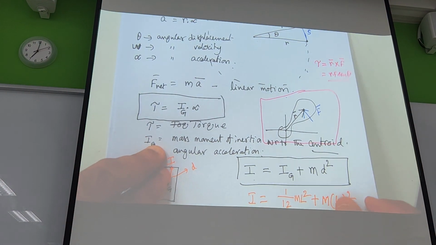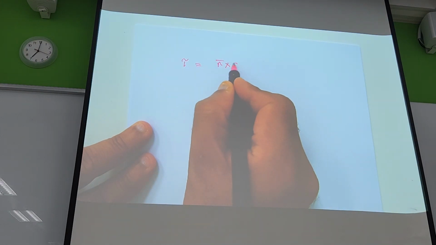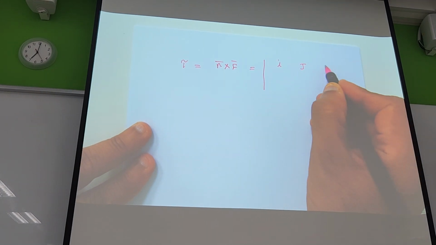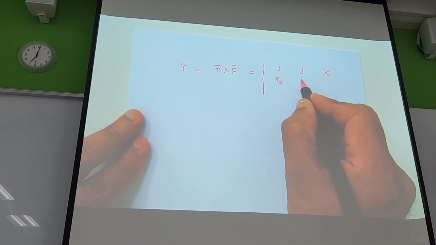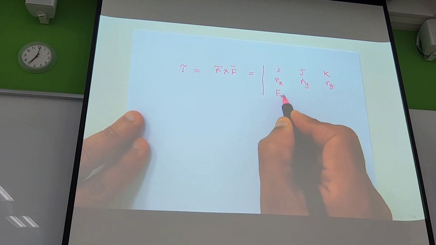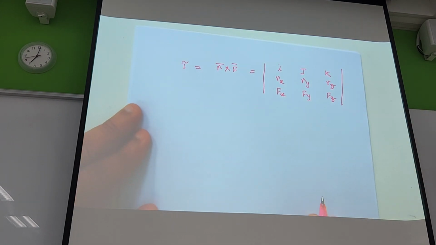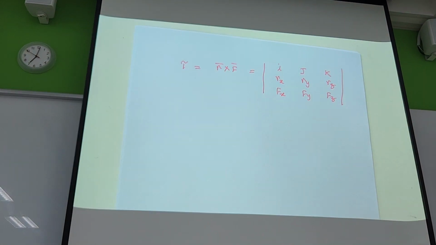You can also write the torque in vector form. If you recall, torque can be written as R bar cross F bar. You can write this in vector form with the unit vectors, then the position components x, y and z, then the force components x, y and z. So you can find the cross product, or the torque acting on the system, r cross F.